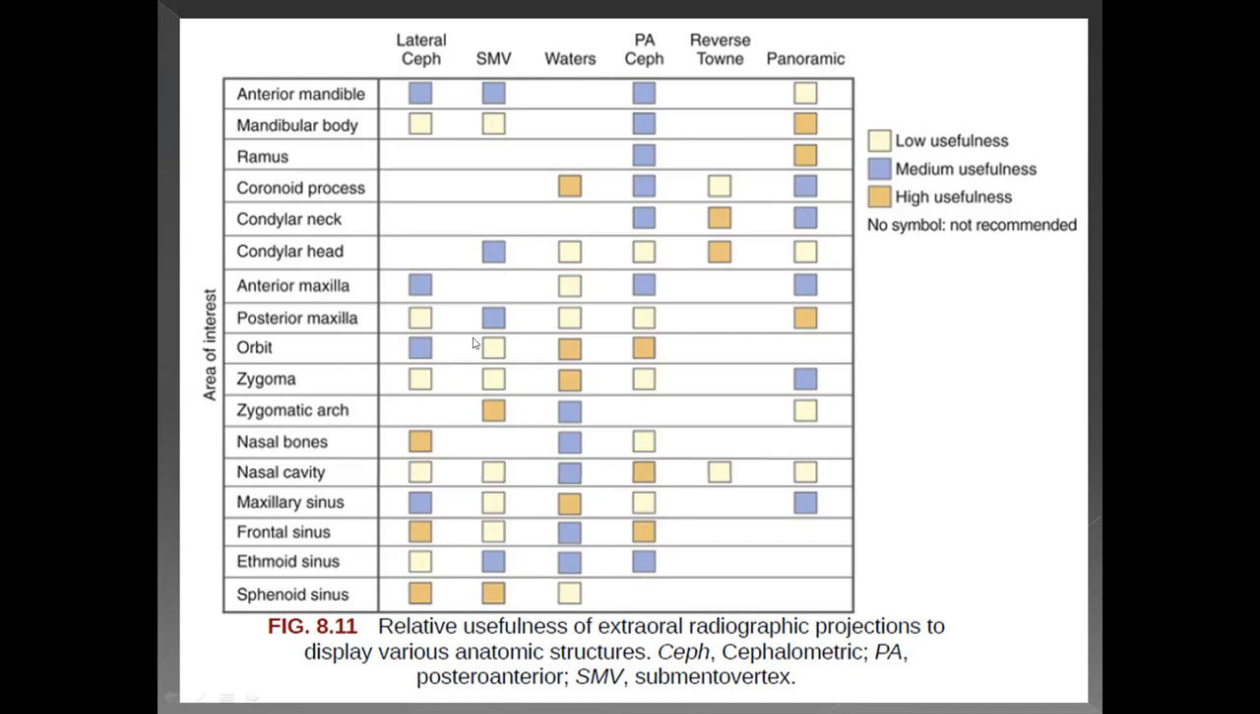Coming to the posterior maxilla, it is seen quite clearly on the submental vertex view, but probably seen best on an OPG view. All right.